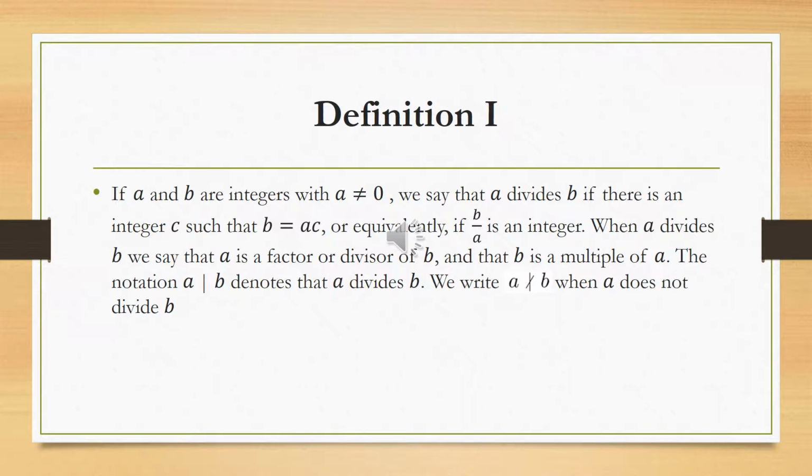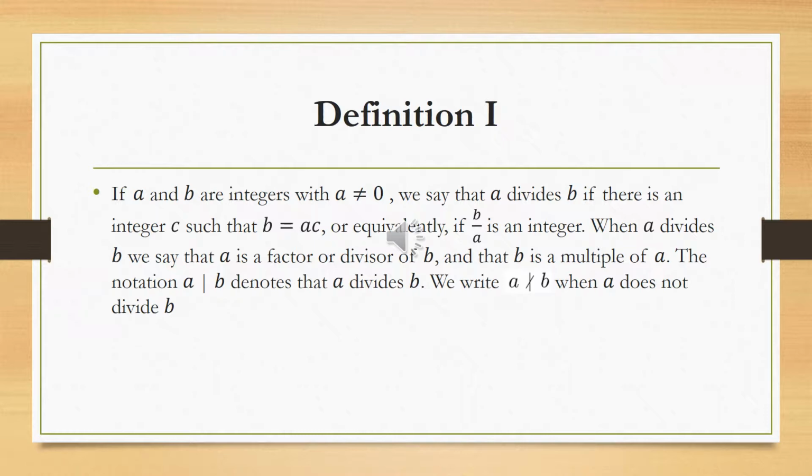Definition 1. If a and b are integers with a not equal to 0, we say that a divides b if there is an integer c such that b is equal to a times c. Or equivalently, if b divided by a is an integer. When a divides b, we say that a is a factor or a divisor of b, and that b is a multiple of a. The notation a bar b denotes that a divides b.